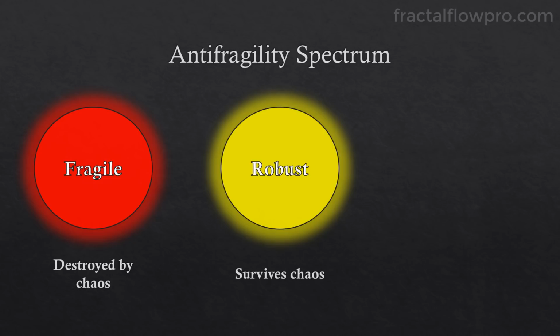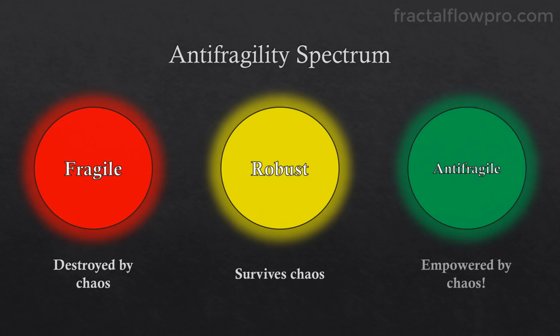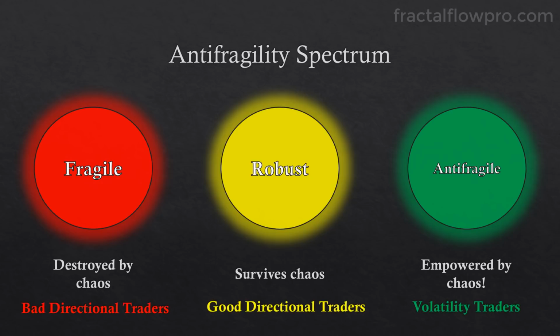However, robustness is not the opposite of fragility. Robustness dwells in the middle of the antifragility spectrum. The opposite of fragility is antifragility, which is when something thrives with chaos. Something robust only survives chaos. Volatility traders are antifragile because they make money when there is chaos.